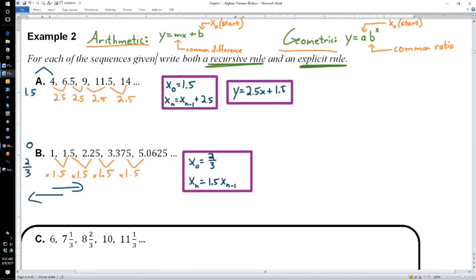Alright, the geometric explicit rule. So that would be y equals your starting point, which again is 2/3. Now I'm going to put parentheses so we don't lose it, times your ratio 1.5 to the power of x. Remember, we want the starting point first. Well, we started at 2/3. And then they want the common ratio to the x. So that is your explicit rule.